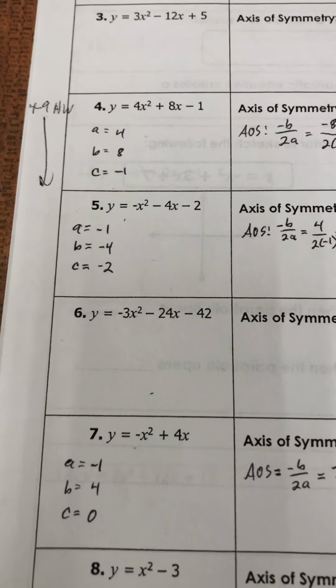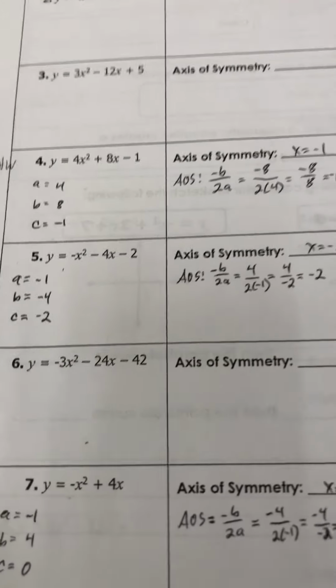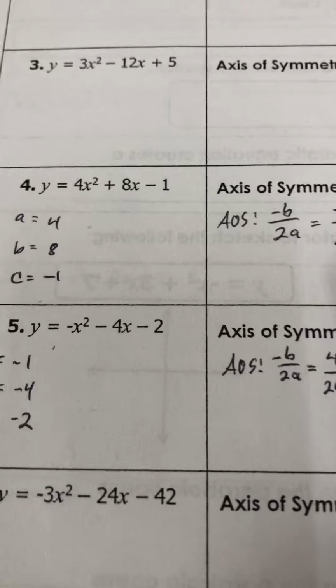You were asked to do 4 through 9 for homework. I'm going to do 5, 7, and 9. I'm also going to show you number 4. I'm going to start there.